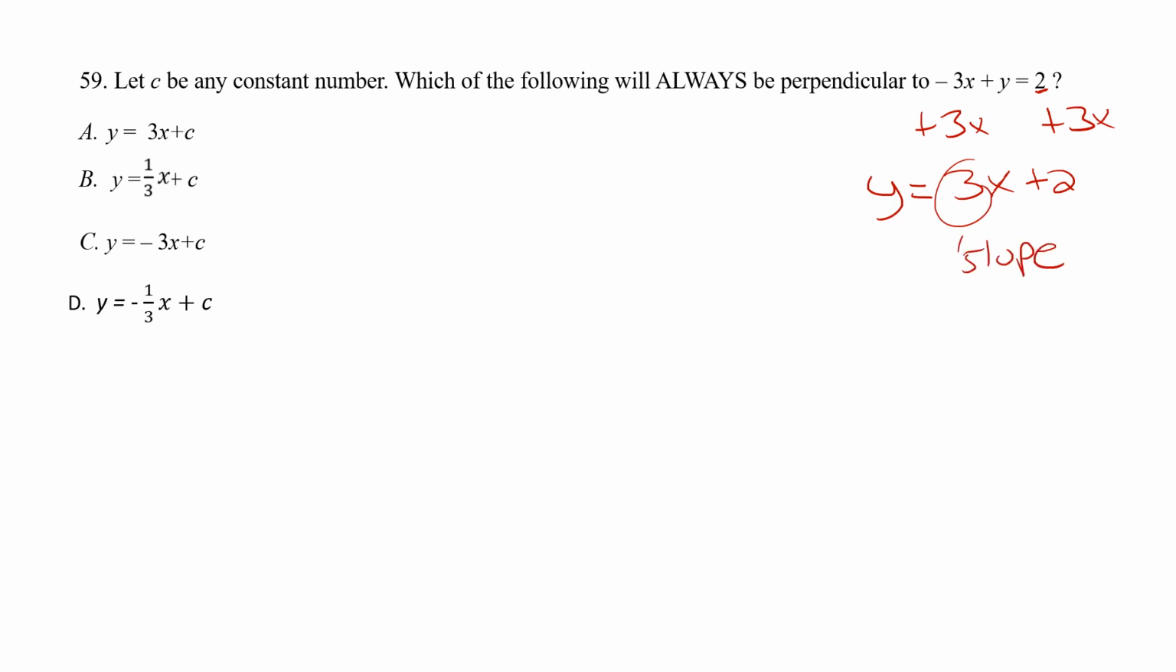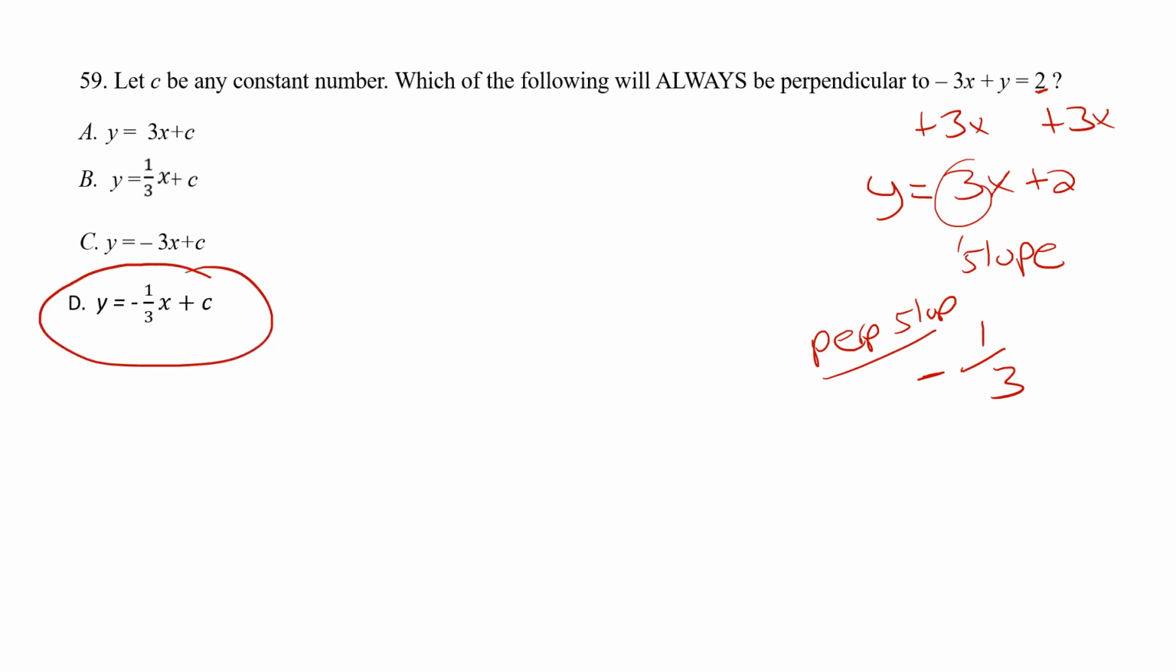The perpendicular slope would be the opposite reciprocal. So we flip the fraction and change the sign. Since we have an understood 1 under the 3, we flip it, that would be 1/3. The 3 is positive, so that would make it negative. So I'm going to say this is the perpendicular slope. We want to find which one actually matches, and we actually have it right here. They're already in slope-intercept. So this one here has a slope of negative 1/3, so this would always be perpendicular to this line here.